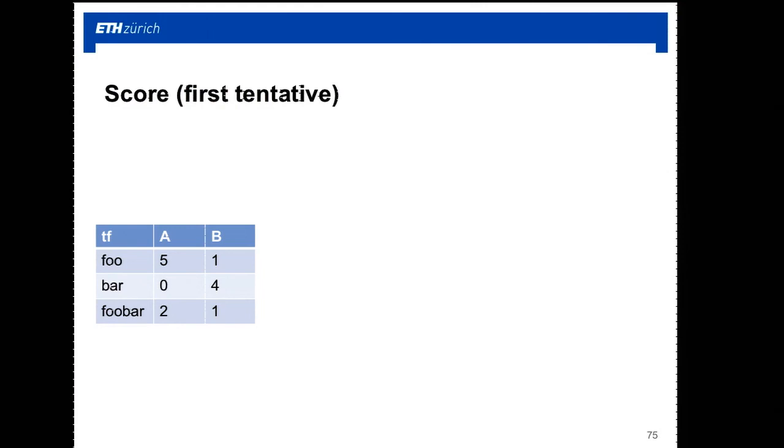So foo occurs 5 times in A, once in B, and so on. If we use that as scores, then all we need to do for each document is sum that up, and we get a score. So document A will have a score of 7. Document B will have a score of 5. Why is that not good? Why is that not a good scoring scheme? Can you see that here?